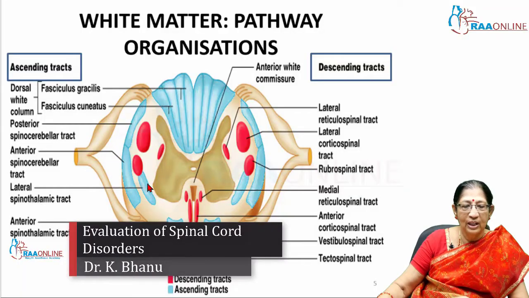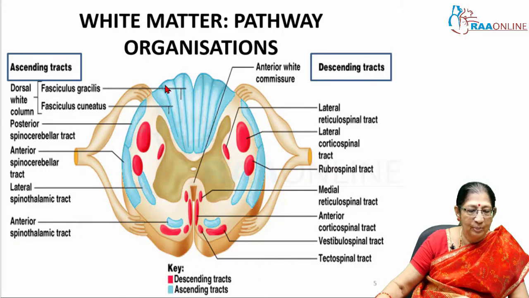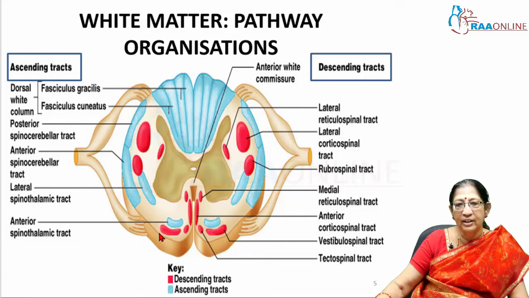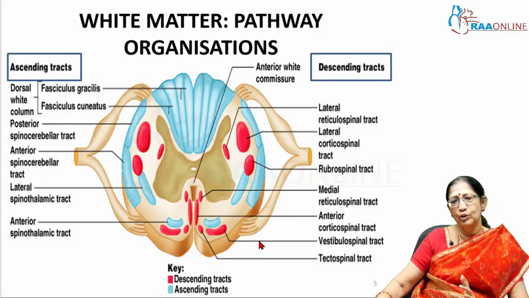The lateral spinothalamic tract, and then you have the anterior spinocerebellar and the posterior spinocerebellar tract. Apart from the posterior column tracts, fasciculus gracilis and the cuneatus, this carries the position and joint sense and this carries the touch. And then the descending tracts: the main one is the lateral corticospinal tract, rubrospinal tract, reticulospinal tract, and then you have the anterior corticospinal tract, tectospinal tract.